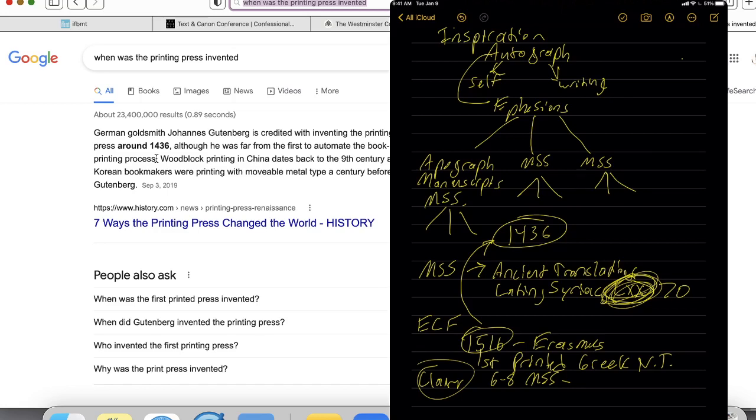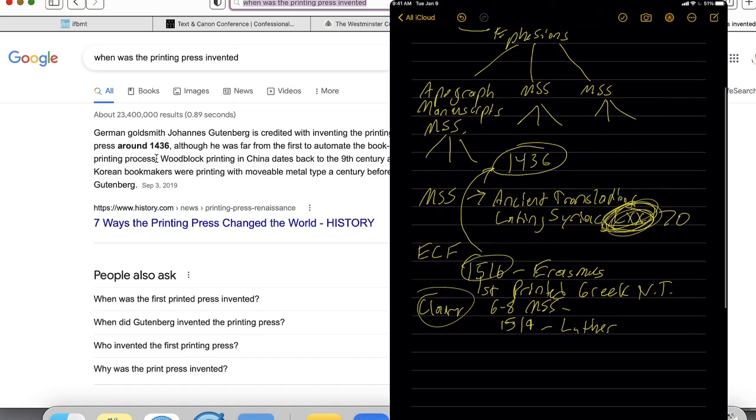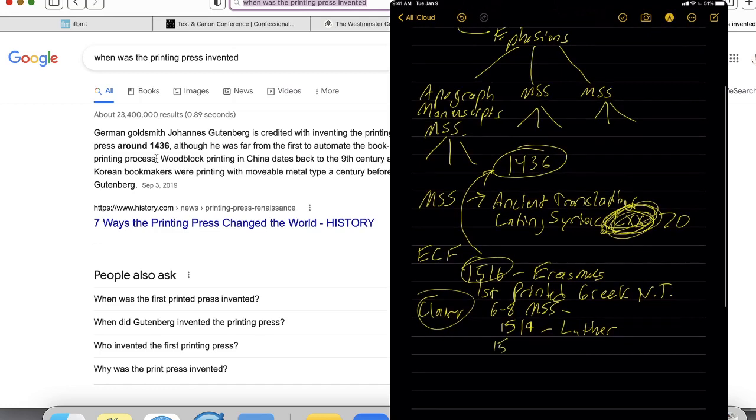He also published an edition in 1519, which Martin Luther used as the basis for his translation into German. Erasmus also published editions in 1522, 1527, 1535, etc., etc.